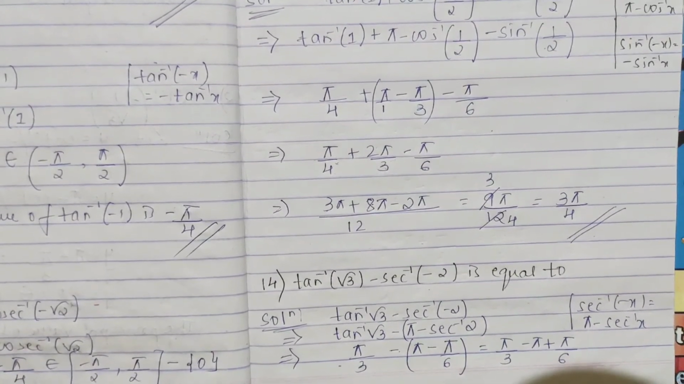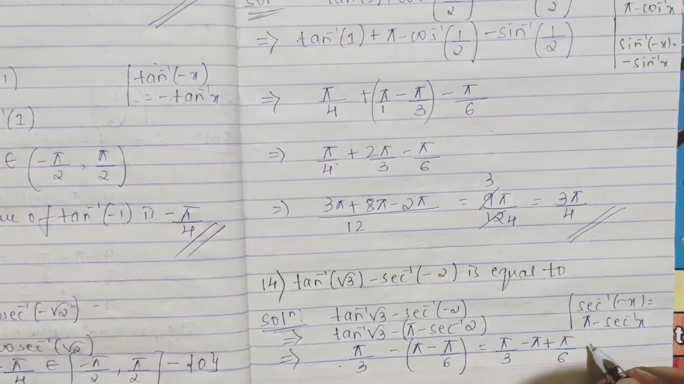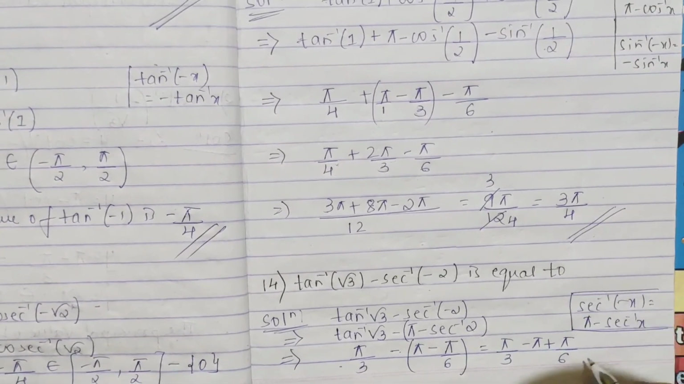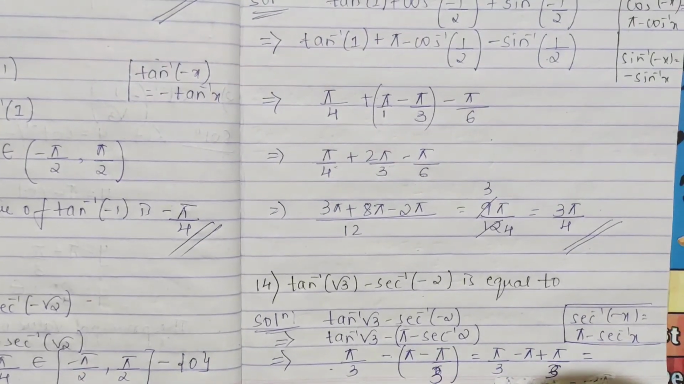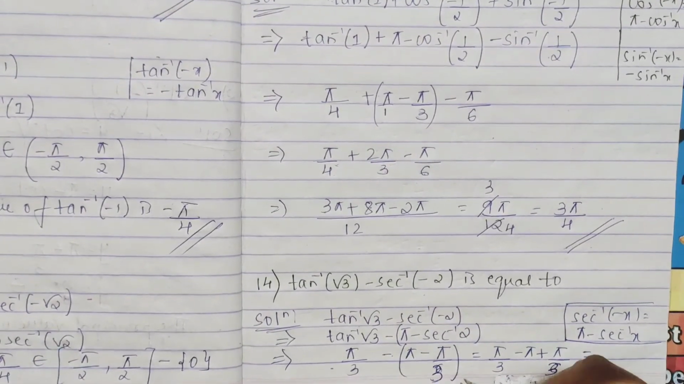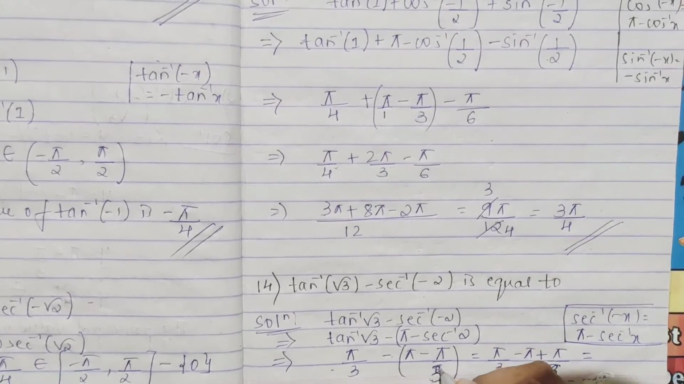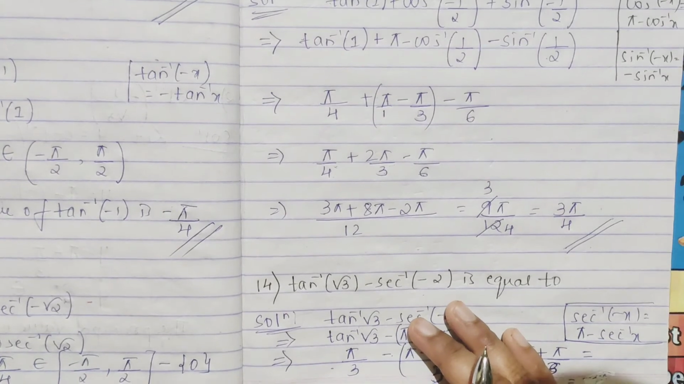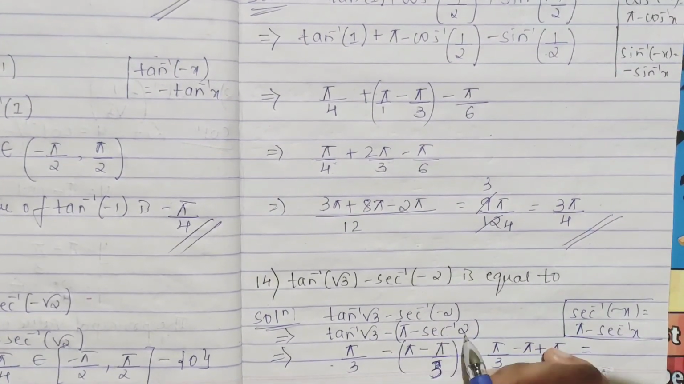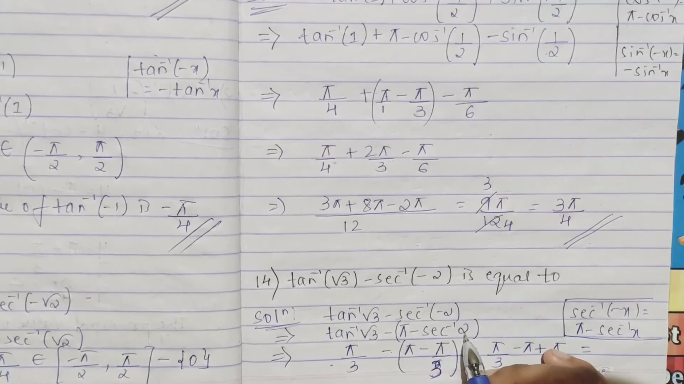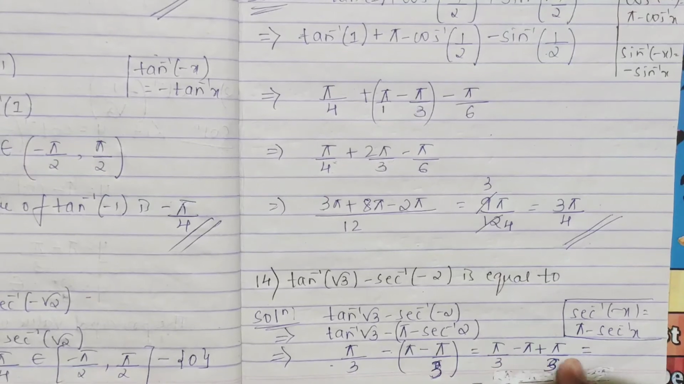Please pause the video to note it down. Take this LCM. Here I'll make corrections. I said 60 degree, and I had written 30 degree here. Pi by 3 is 60 degree, so please make the correction. Pi minus pi by 3, sec inverse 2 comes under 60 degree, so it is pi by 3. So multiply this, you get pi by 3 minus pi plus pi by 3.